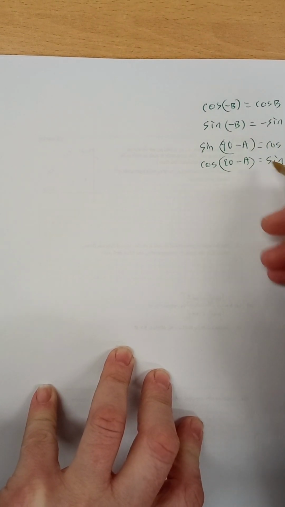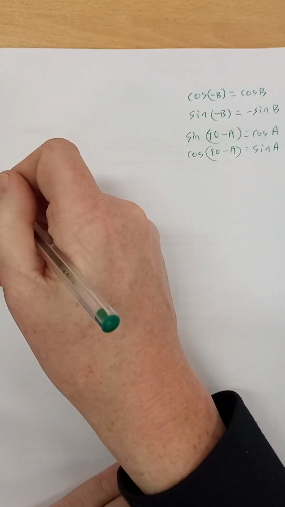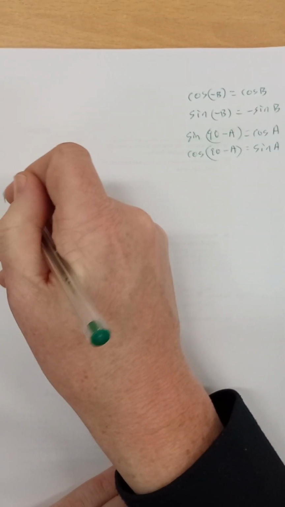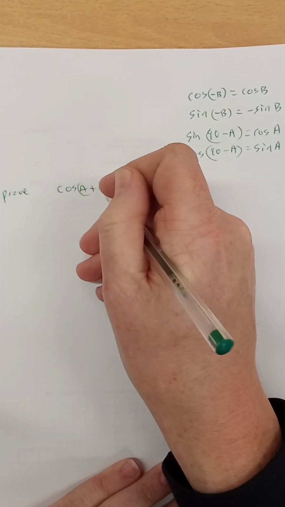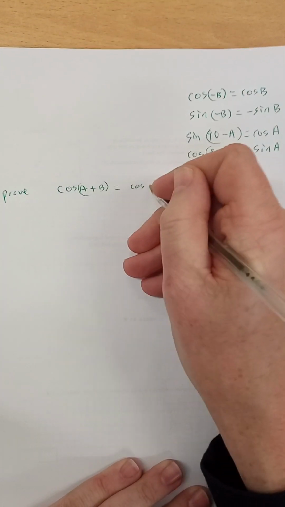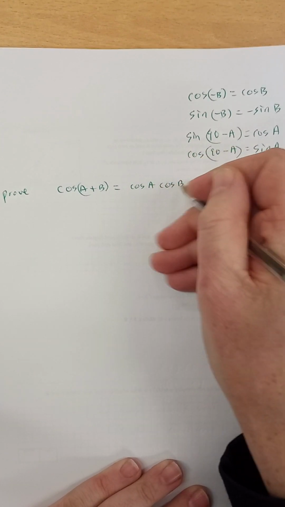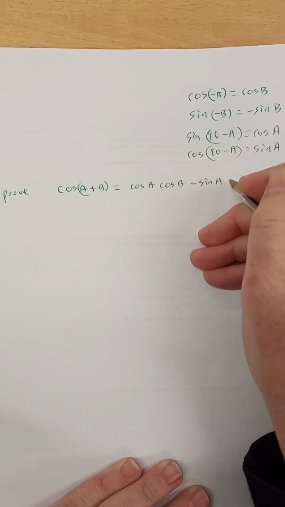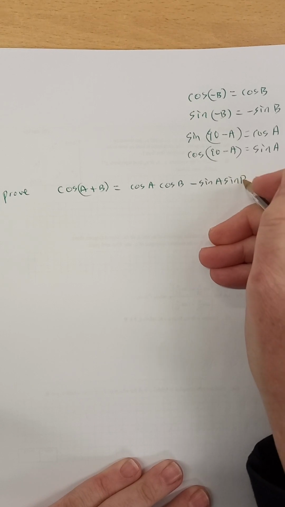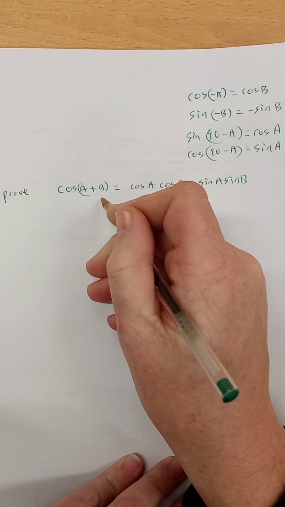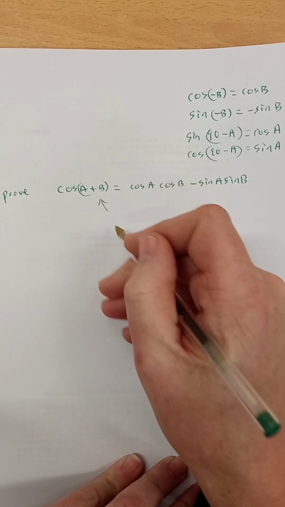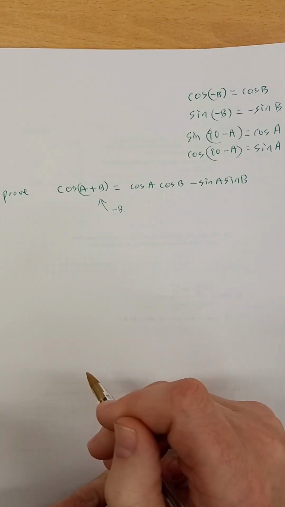Those two are particularly handy. Okay, so let's prove our next one then. If I want to prove that the cos of A plus B is equal to the cos of A by the cos of B minus the sine of A by the sine of B. This one is a tricky one, so you have to know the trick. Okay, the trick is to replace this B with a minus B.